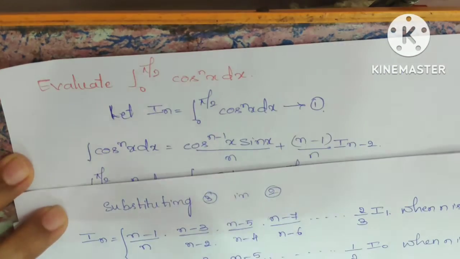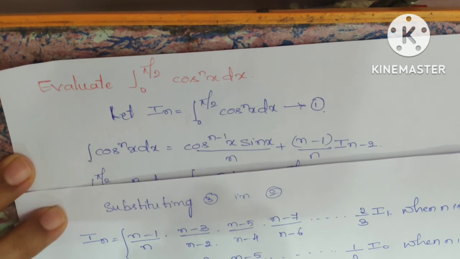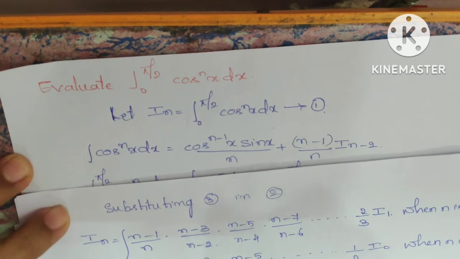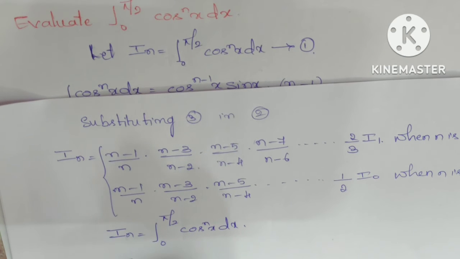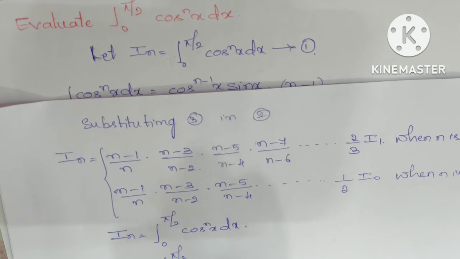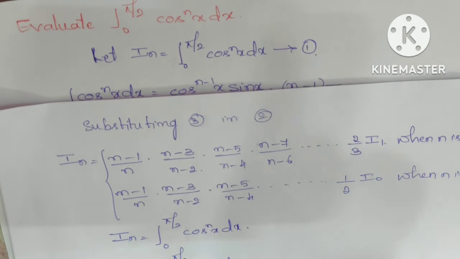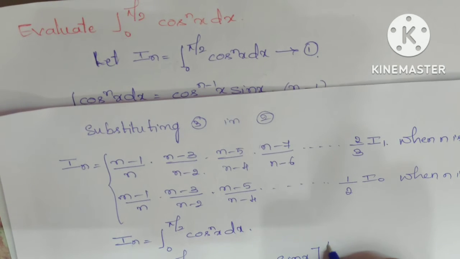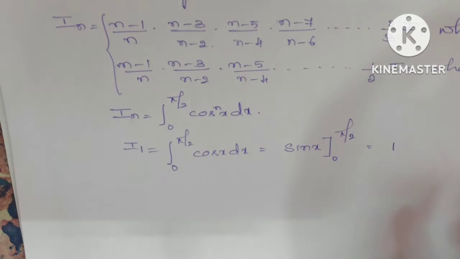So from equation 1 we have I_n equals integration from 0 to pi by 2 of cos^n x dx. Now put n equals 1 here. I1 equals integration from 0 to pi by 2 of cos x dx. Here integration of cos x is sin x. The limits are from 0 to pi by 2. Sin pi by 2 is 1.